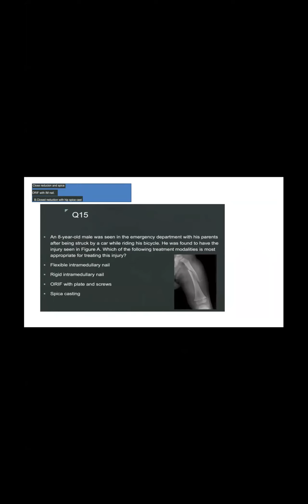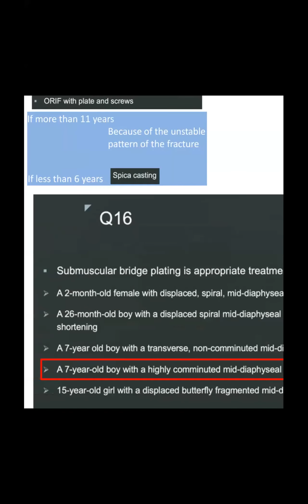We have to give fixation with plate and screw. There is no hip spica because it is only a mid shaft humerus, not femur. So we have to do ORIF with plate and screw. But if less than 6 years, spica casting. Okay, this way you have to remember.